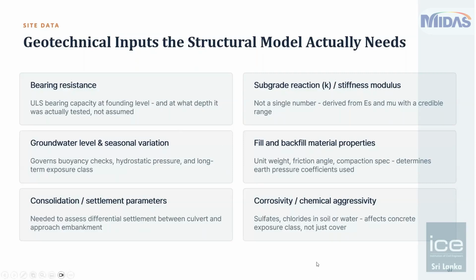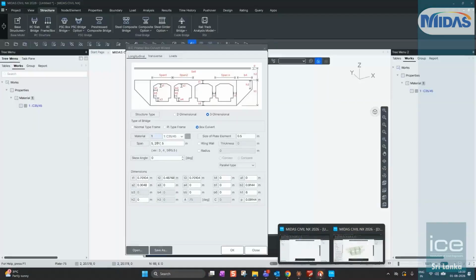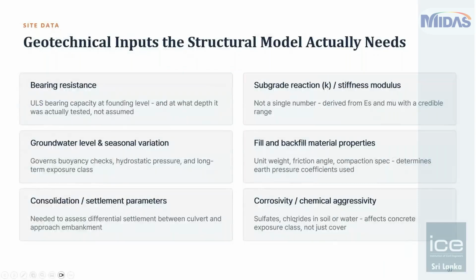Also, we need to know the corrosivity or the chemical aggressivity of these soils. This will help us determine the clear cover of the reinforcement and the grade of concrete that we have to use. The durability requirements are mostly governed by the environment, of course. So it affects your grade of concrete, your cover to reinforcement, as well as your crack width limits.